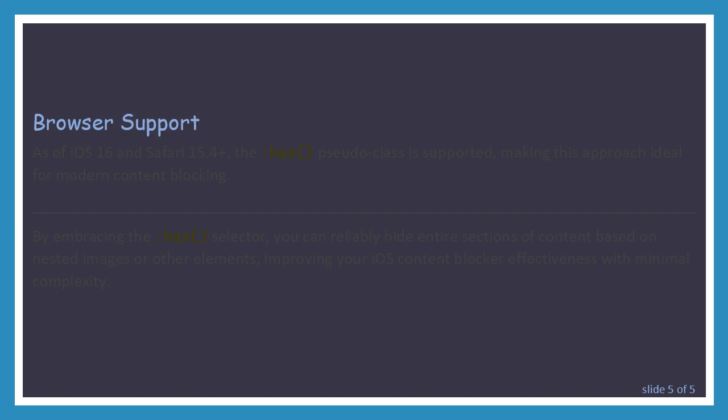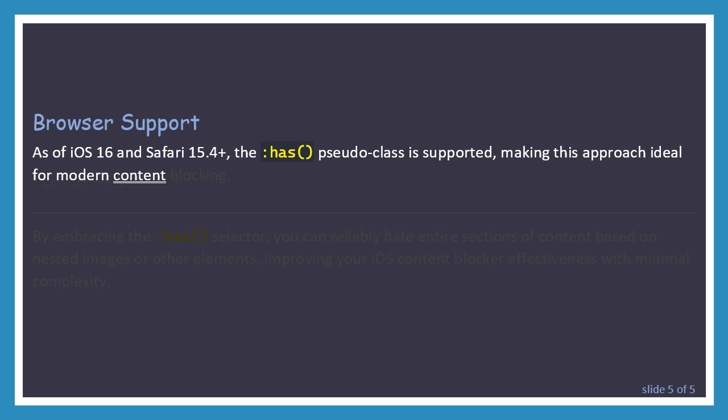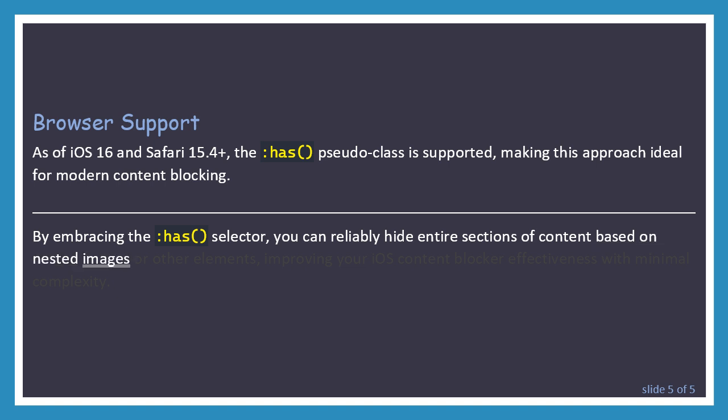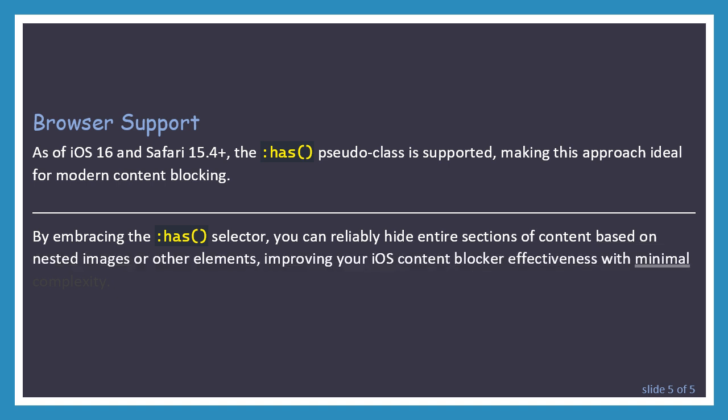Browser support: as of iOS 16 and Safari 15.4+, the :has pseudo-class is supported, making this approach ideal for modern content blocking. By embracing the :has selector, you can reliably hide entire sections of content based on nested images or other elements, improving your iOS content blocker effectiveness with minimal complexity.